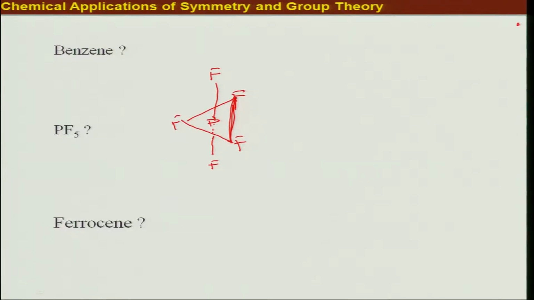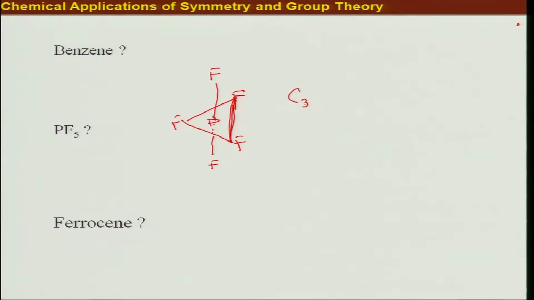and phosphorus will be sitting here. So now what are the symmetry operations? First, we will look at the principal axis of symmetry. What is the principal axis of symmetry? You can see for every 120 degree rotation I can get an equivalent structure. So there is a C3. Fine. Now the next question to be asked is, is there any perpendicular C2? So what will be the answer?